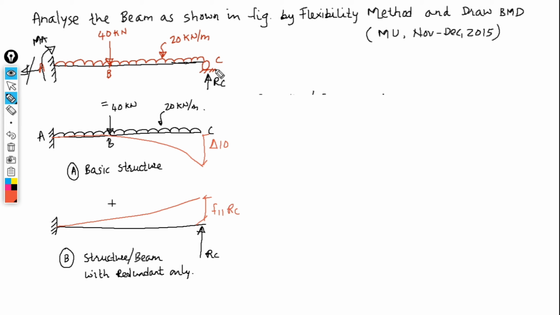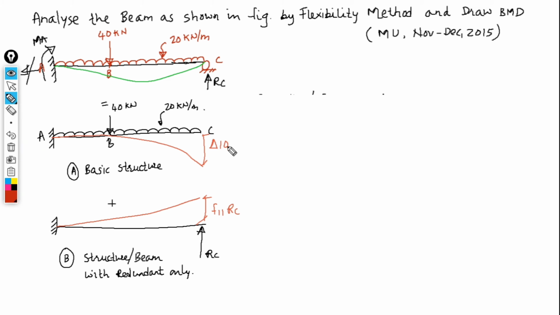And you see in the original structure the vertical deflection at C is 0. You can draw the deflected shape of this propped cantilever, and you will note that the vertical deflection at joint C is equal to 0, which means that delta 10 should be equal to F11 RC.